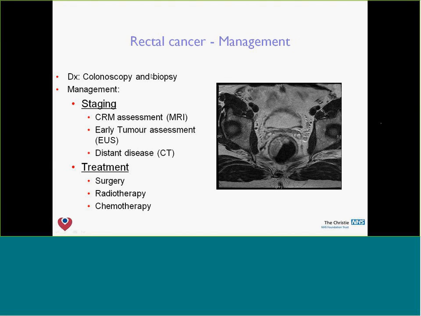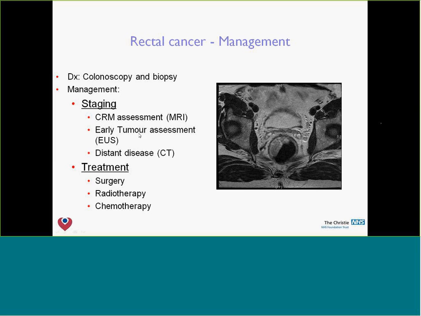In rectal cancer management, I'm sure you all know, we do colonoscopy and biopsies and confirm the diagnosis. The management is by staging, local staging and distant staging. Local staging is by MRI, looking at the circumferential resection margin, which is the margin around this area. I don't know whether you can see the MRI clearly, but that is the circumferential resection margin, which is what is looked at by the MRI.